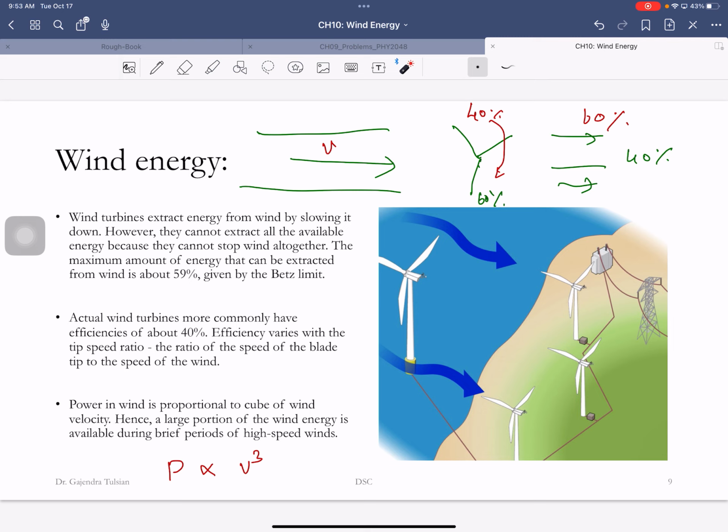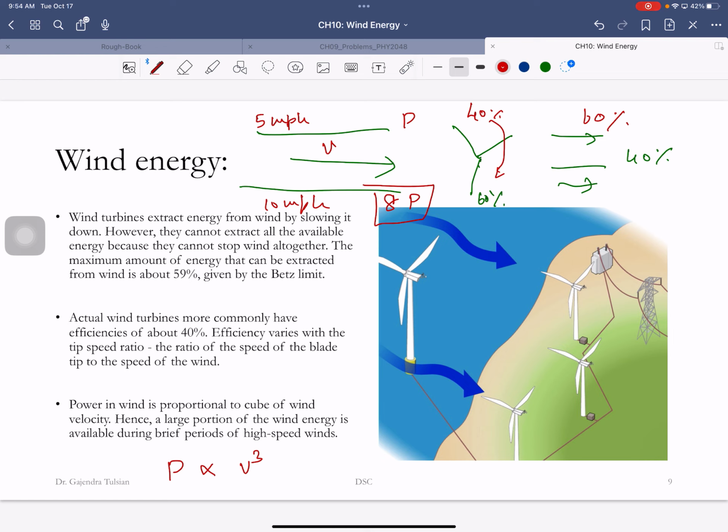Let's say the wind is blowing at 5 miles an hour, you're getting a certain amount of power. If the wind blows at 10 miles an hour, you're getting 10 times the power. 8 times the power, but we'll say 10. So 5 miles per hour versus 10 miles per hour. Here is the power. This power is 8 times as much.